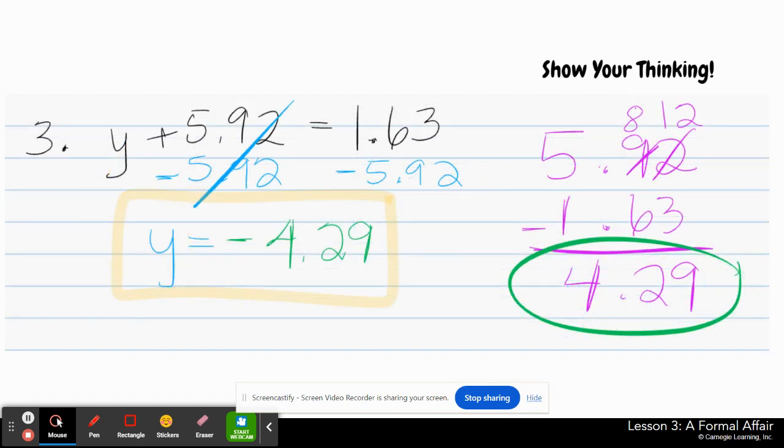For number 3, I added 5 and 92 hundredths to both sides and got negative 4 and 29 hundredths. Now notice in my work, I flipped the subtraction. The reason I did that was because 1 and 63 hundredths, if I'm taking away 5 and 92 hundredths, I know my number is going to end up in the negatives, but I just don't know how negative. So I found the distance or the difference between those two numbers and then just added a negative sign in front.